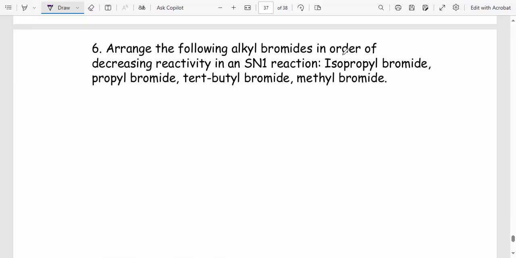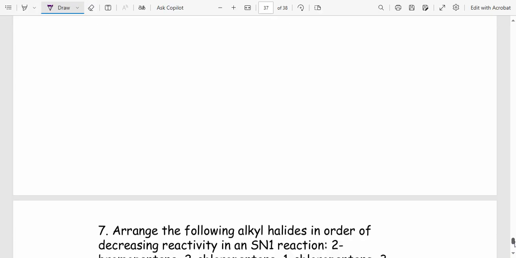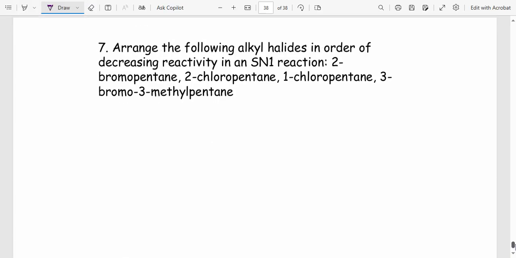Arrange the following alkyl bromides in order of decreasing reactivity in SN1: isopropyl bromide, propyl bromide, tert-butyl bromide, methyl bromide. You can also try out that. And then the very last one, arrange the following alkyl halides in order of decreasing reactivity in SN1: 2-bromopentane, 2-chloropentane, 1-chloropentane, 3-bromo-3-methylpentane.